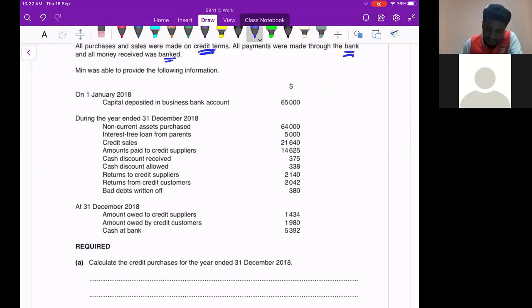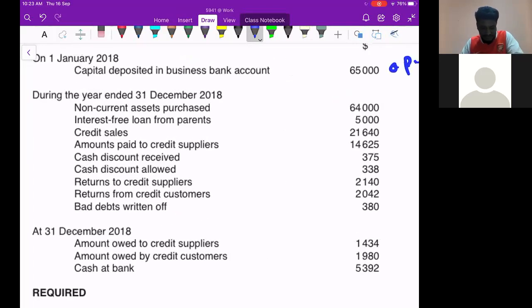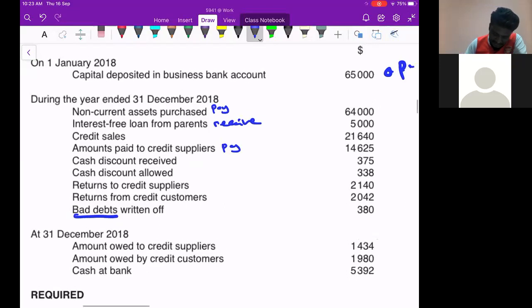Min was able to provide the following information: cash capital deposited in the bank. This is the opening capital. During the year ended, non-current asset purchased. Interest. Okay, let us see. This one you pay. This one you receive. You receive the loan. Credit sales, amount paid, you pay. Okay, discount received and discount allowed. Return to the credit supplier. Return from the credit customer. And bad debt. Bad debt means irrecoverable debt. Last time we called that bad debt, so the new term is irrecoverable debt. So then the closing balance is this.